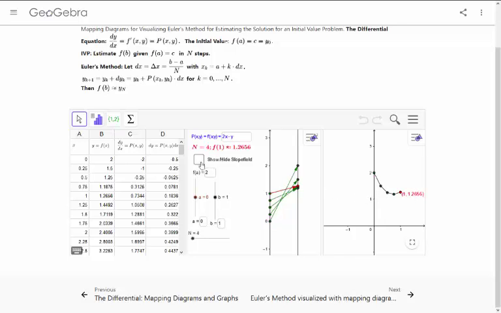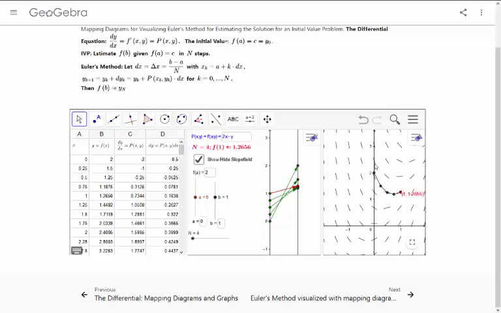To make that a little more clear, let's show the slope field that goes with this differential equation. One can see how this curve, which is a piecewise linear curve that estimates the actual curve for the solution of the differential equation, fits pretty well into the slope field drawn, again, using GeoGebra's built-in slope field feature.